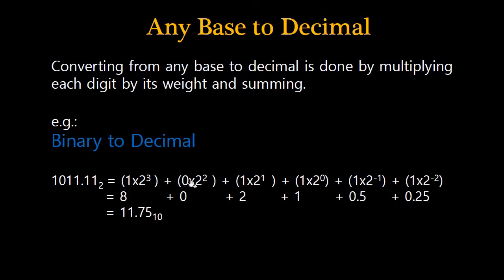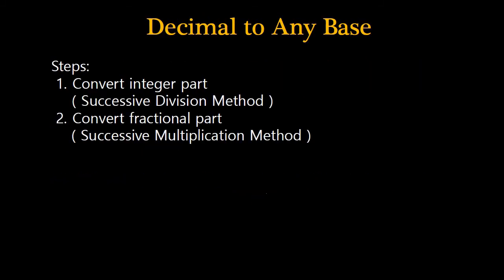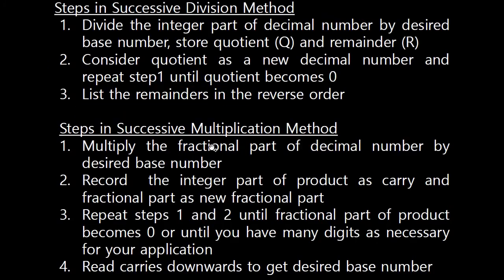For octal, the base will be taken as 8, and for hexadecimal, the base will be 16. Decimal to any base. There are two steps. The very first is converting the integer part and then converting the fractional part. For converting the integer part, we will use the successive division method, and for converting the fractional part, we will use the successive multiplication method.